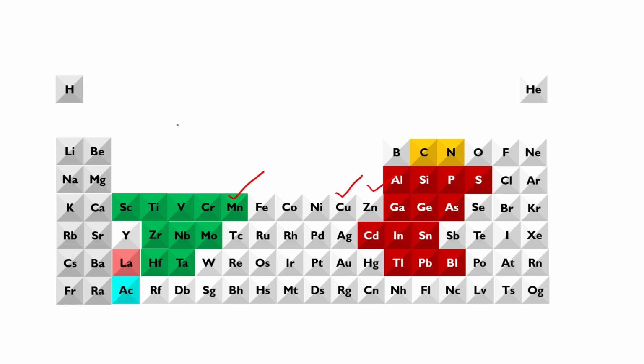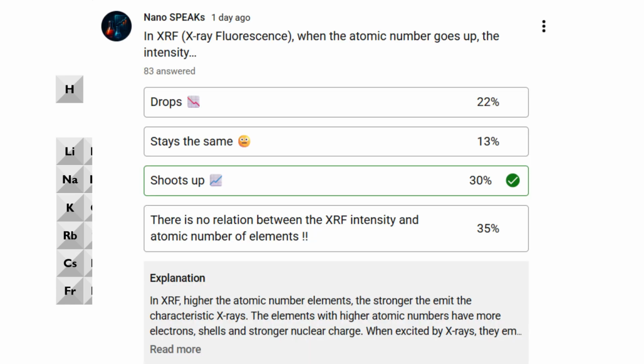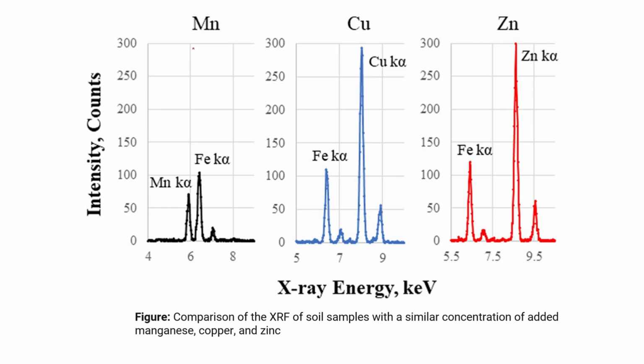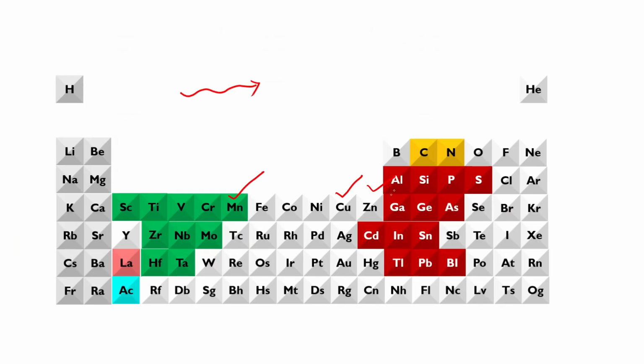Yesterday I put a quiz on the YouTube community, and in that quiz I asked the question: if the atomic number increases, what happens to the fluorescence peak intensity? The fluorescence peak intensity shoots up, and this is how we can see here. Manganese has a low atomic number, so the intensity is lower. But copper has a higher atomic number, so the intensity is higher, and zinc has the highest peak intensity because zinc has a higher atomic number than the copper.